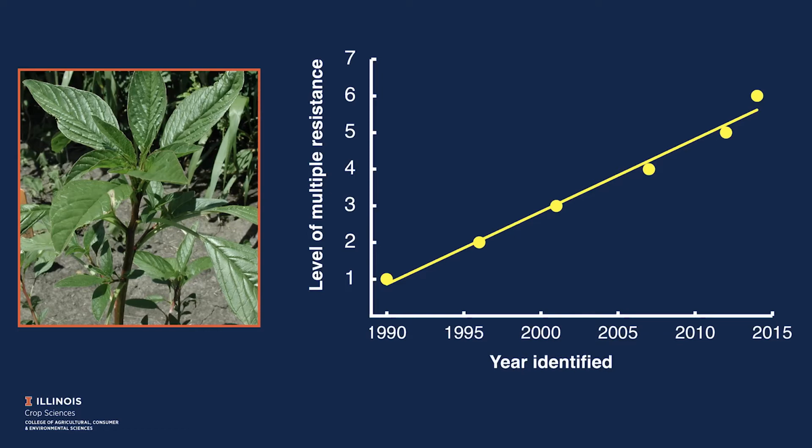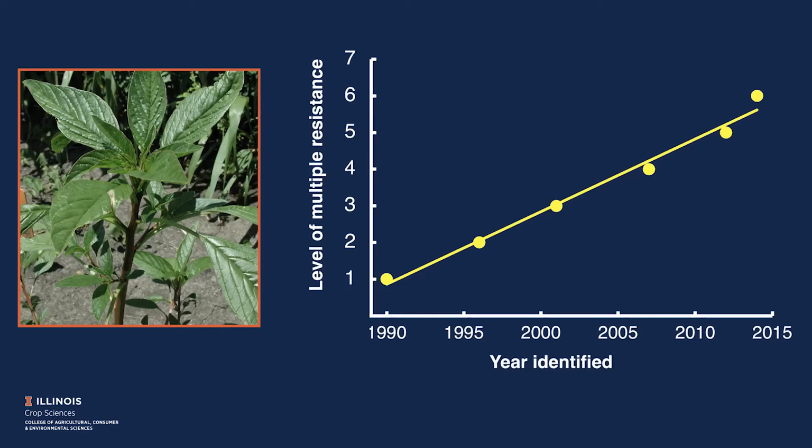waterhemp populations are doing over time. And so just to break this graph down, 1990 was the first identification of a herbicide-resistant waterhemp population. It was resistant to herbicides from only one group, so herbicides that had one site of action group. Then in 1996, a population was identified that was resistant to herbicides that had two different sites of action. So specifically, it was the triazine herbicides and the ALS inhibiting herbicides.